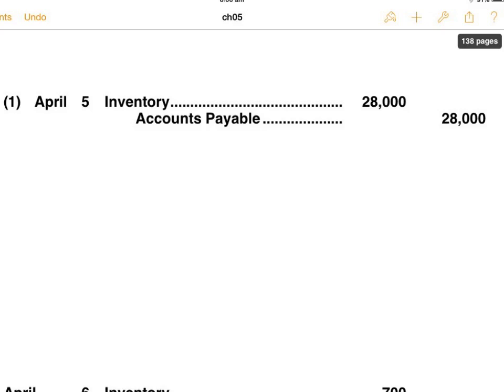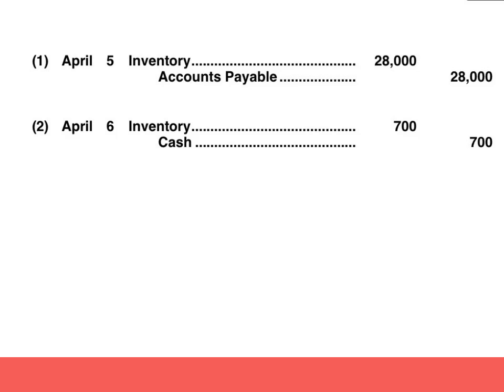On April 6th, paid the freight costs of $700 on merchandise purchased from Lyman. Now, the cost of bringing my merchandise to my business, that is the freight cost, is part of the cost of inventory. So my journal entry here is debit inventory, $700, and credit cash, $700.